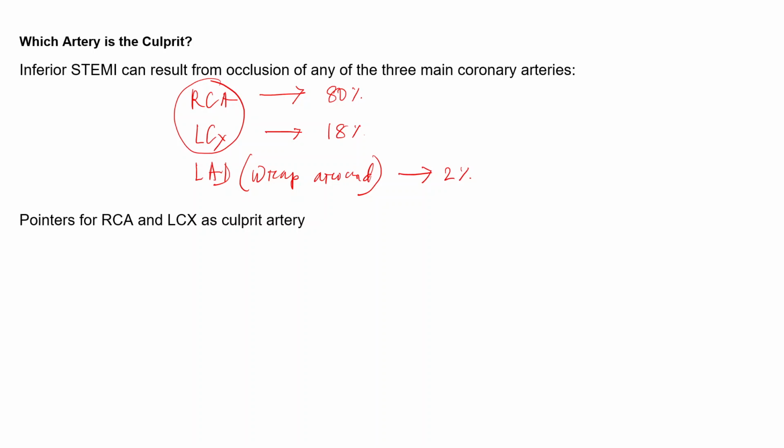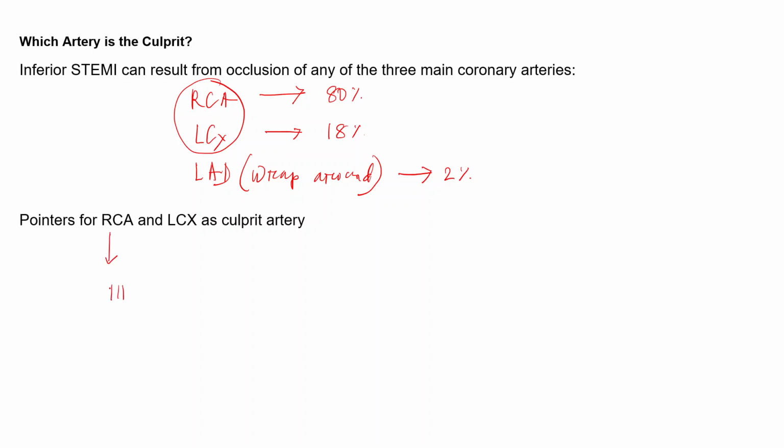And in 2% of cases it's due to LAD, which is very simple to identify, because in case of LAD you will have anterior MI along with the inferior MI. But how to differentiate whether the inferior MI is due to RCA involvement or due to LCX involvement? So what are the pointers that RCA is the culprit artery?